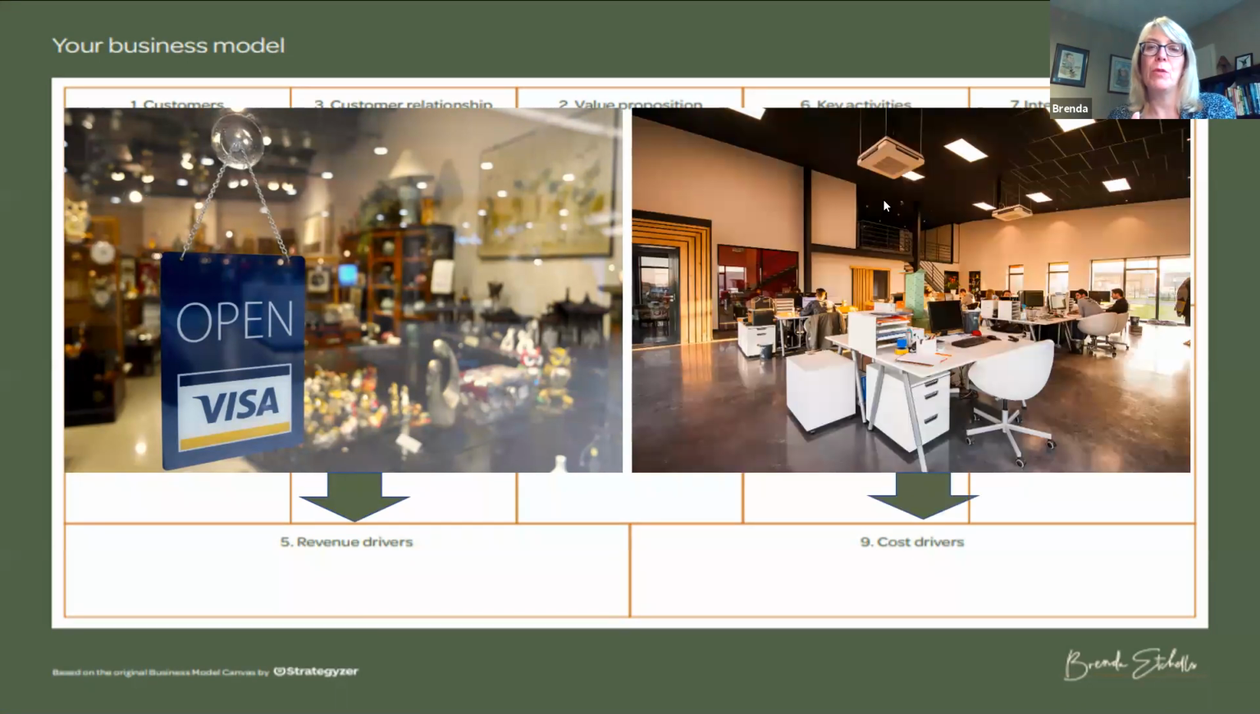The right-hand side of the model is in effect your back office. So this is the bit that your customers don't see, and it's all the activity that's taking place behind the scenes to make sure you can serve your customers. And depending on the activity levels, that's driving your cost base. So to have a viable business model, the left-hand side and the revenue drivers need to outweigh what you're doing in the background and the cost drivers.